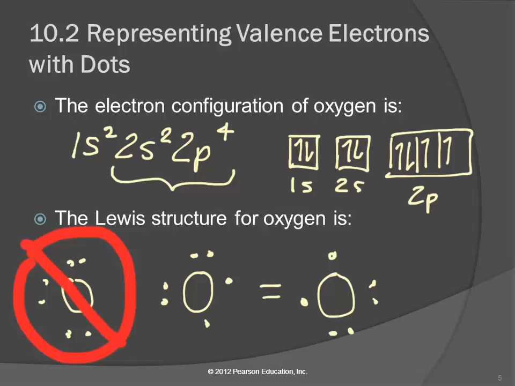But it also reflects the number of unpaired electrons that they have. Any questions?